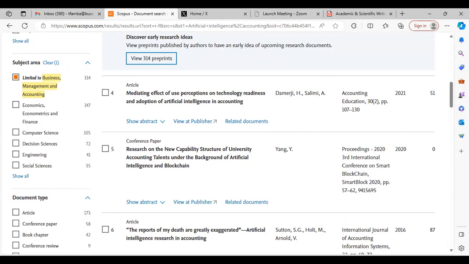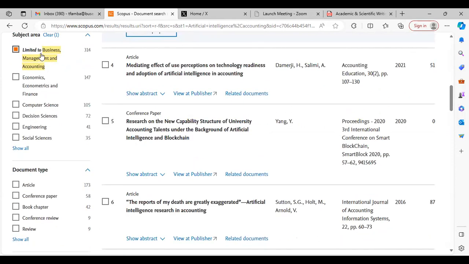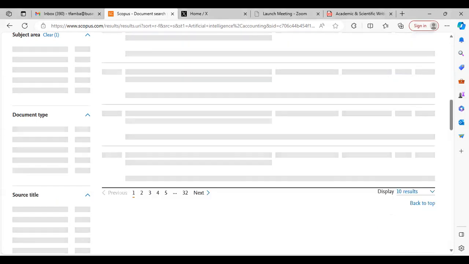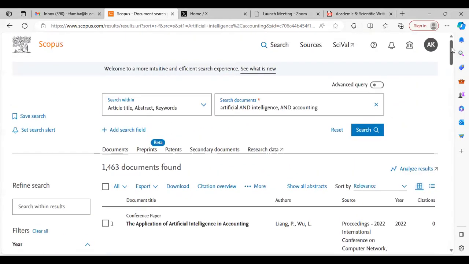You remember those limits I talked about? You can eliminate some of the papers by restricting. This search is actually restricted to business only. If we include economics, let's include these ones: computer science, decision science, social sciences, and just leave this one. Do you see what I'm trying to do? Yes. Right. You see that they should increase these papers. You see now we've got 1,463 documents.